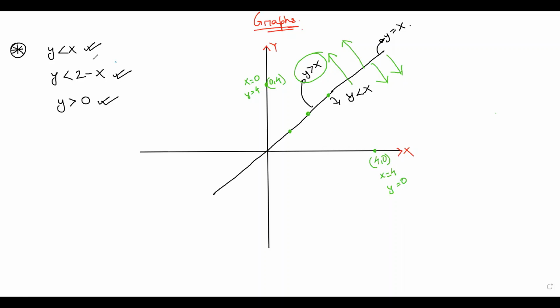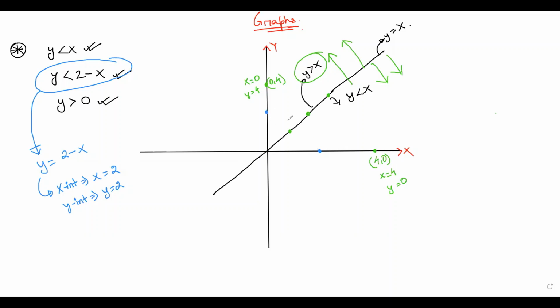In a similar way, to draw y less than 2 minus x, first we need to draw the line y equal to 2 minus x. And to draw y equal to 2 minus x, we can simply find out the x and y intercept. So the x-intercept would be when y is 0, which will give us x to be 2. And the y-intercept would be when x is 0, which will again give us y to be 2. So x equal to 2 would be, say, somewhere here, and y equal to 2 would be, say, somewhere here.